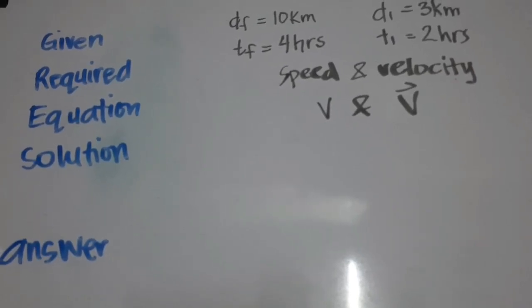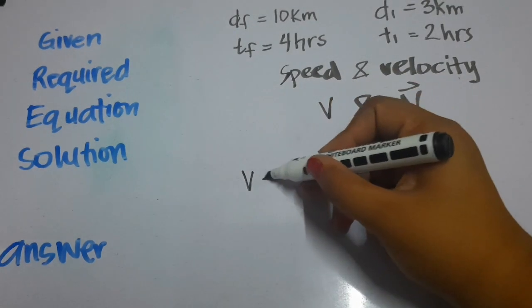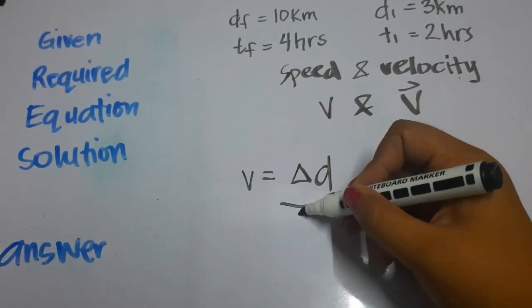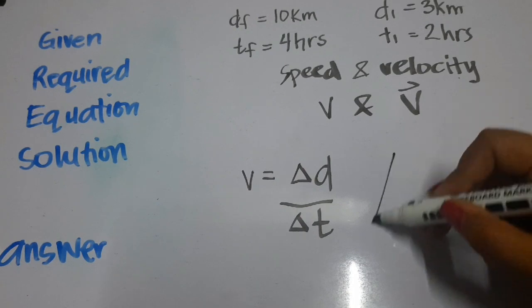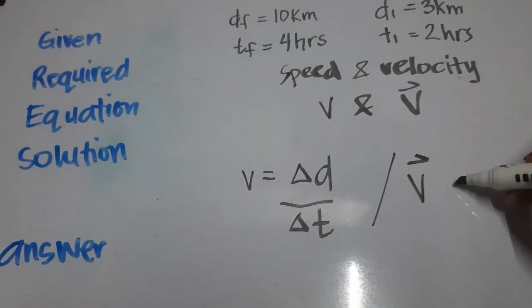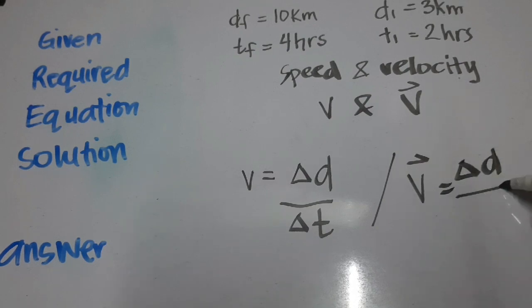So what is the formula in finding the speed? V is equal to delta D over delta time. And then in finding the velocity, we have V is equal to delta D over delta time. So as you can see, it is almost the same formula. But the difference in finding the velocity, we must indicate the direction. That's why it has an arrow here. So it indicates velocity.